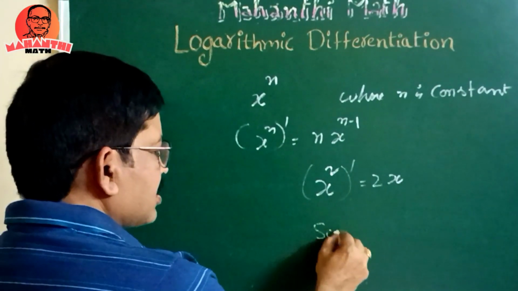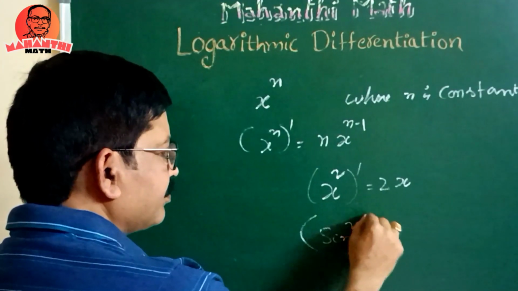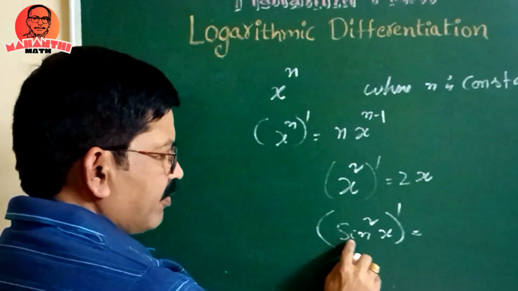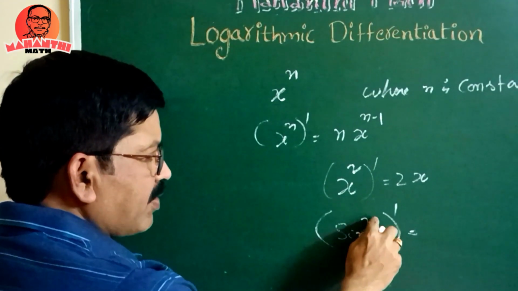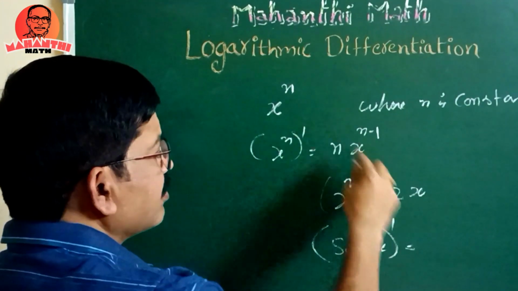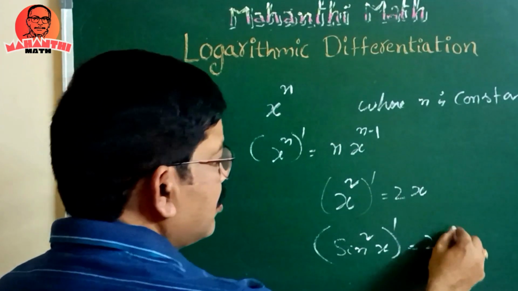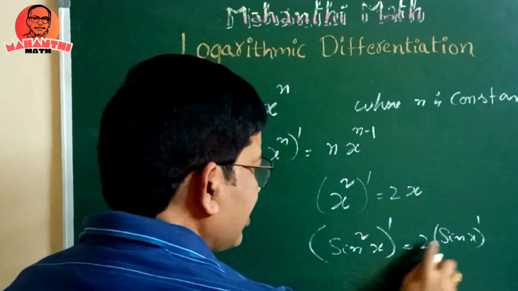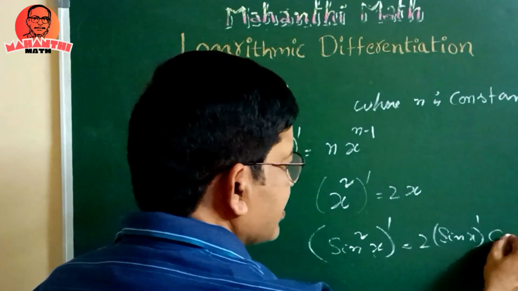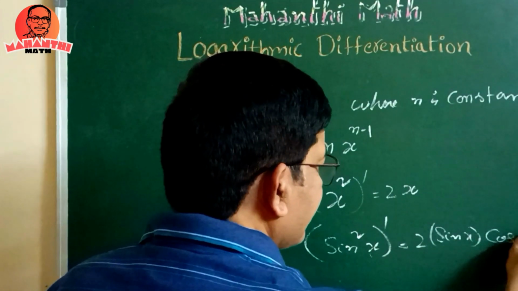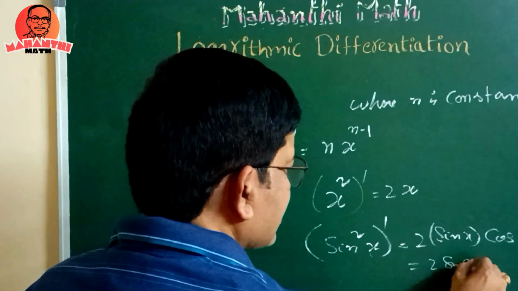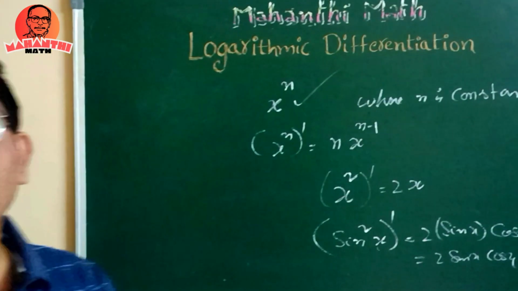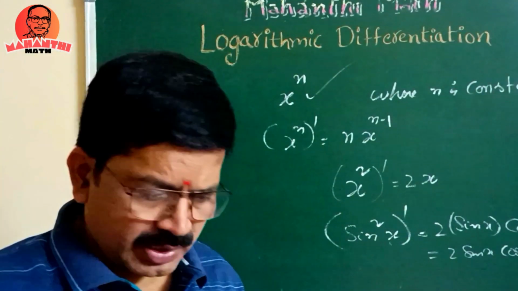Even sin square x derivative. How to do sin square x derivative? Variable, some function of x, power 2. So, same formula we will use. 2 into sin x power 2 minus 1, that is 1. Inner derivative of sin x is cos x. This is 1 only, not derivative. So, it is 2 sin x cos x. Okay, that is the application of the formula x power n, variable power constant.